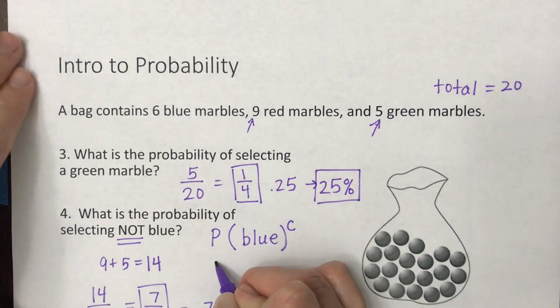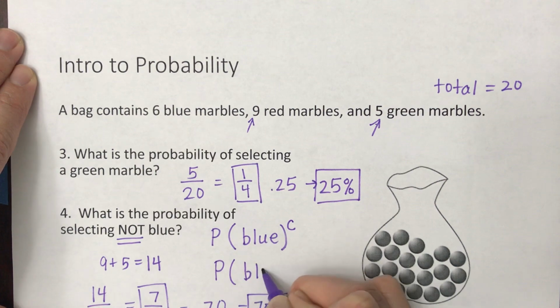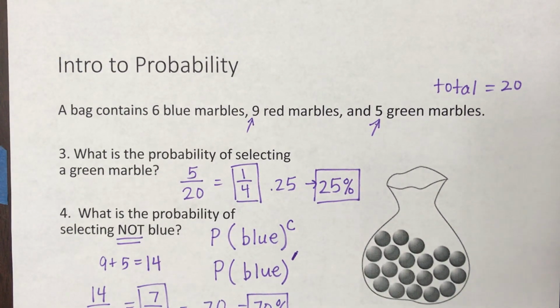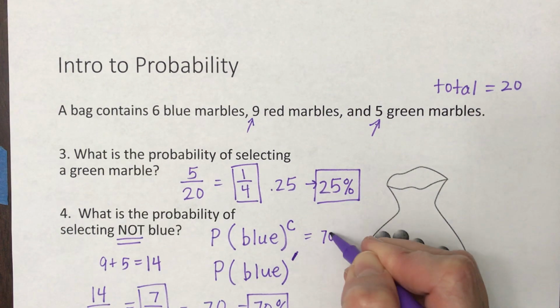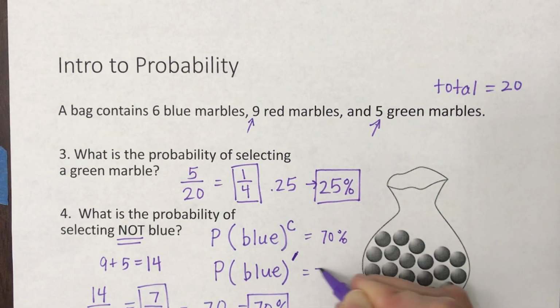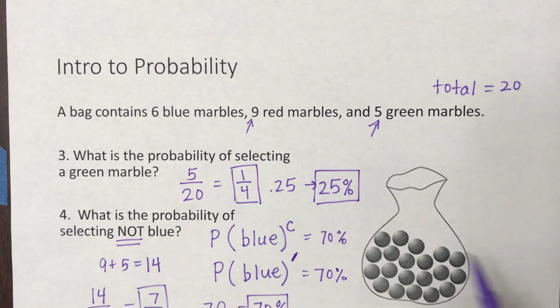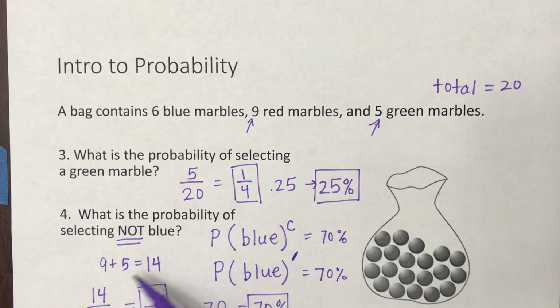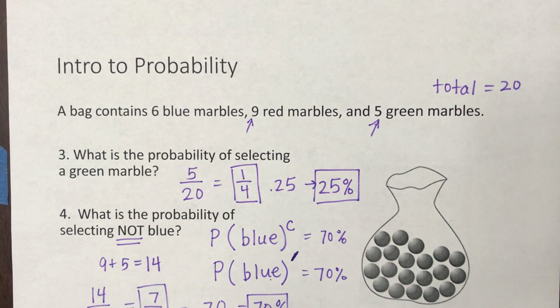Also, you could see it written with a hyphen. It means the same thing. Both of these answers would be 70% because it's the complement. Everything that's not blue would be the 9 and the 5, which would be 14. And this hyphen also means complement, everything that's not blue, which would be the 9 and the 5, the 14 out of 20.